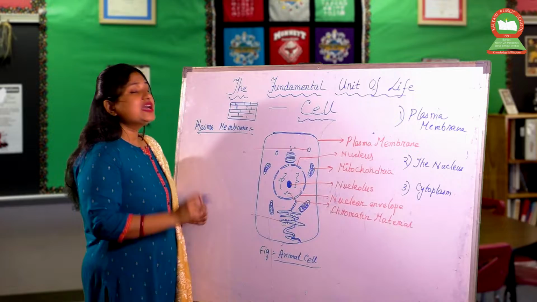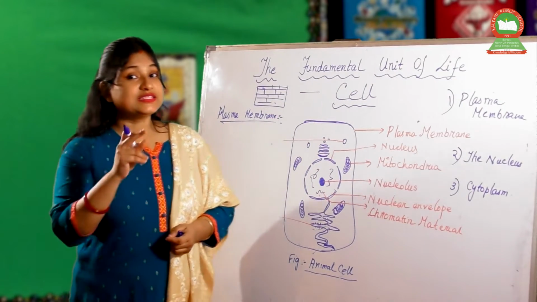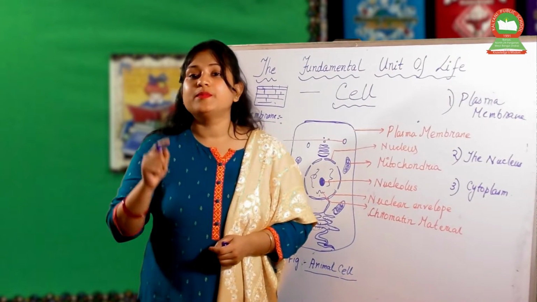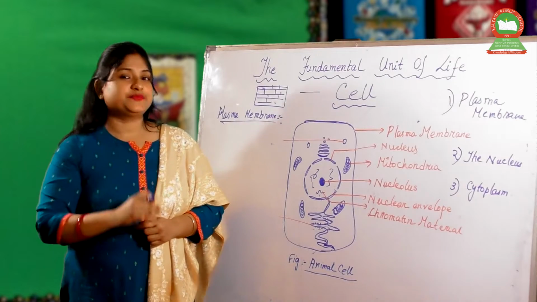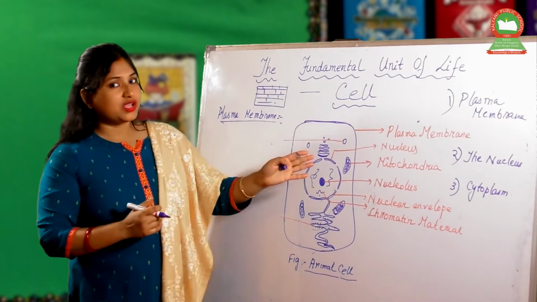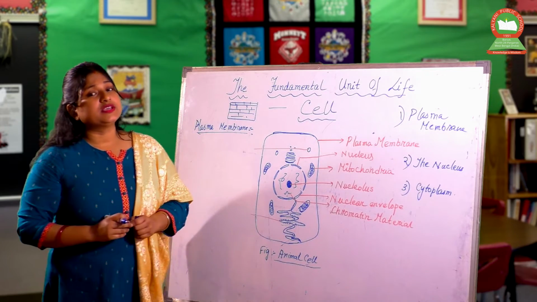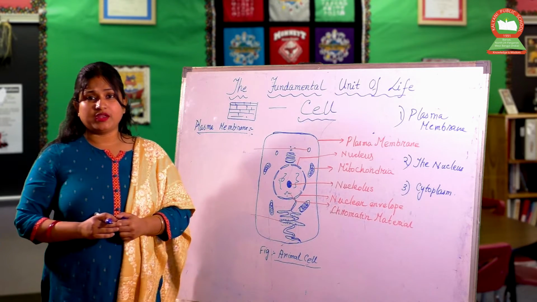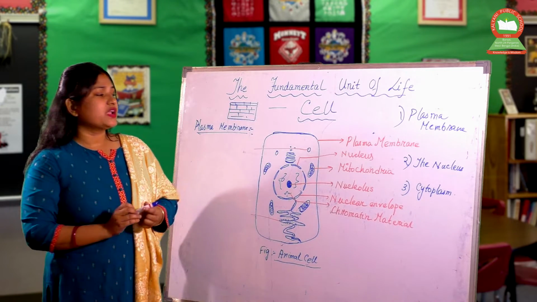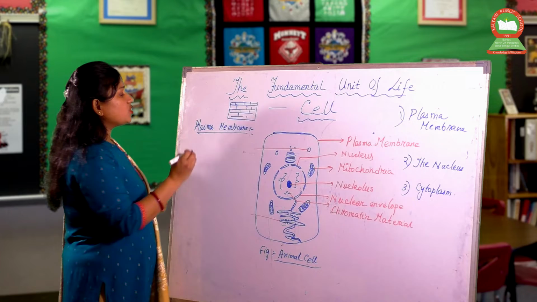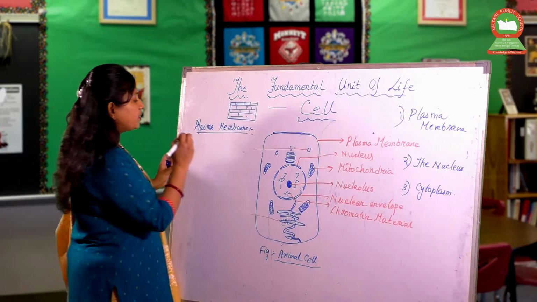Next, it is a selectively permeable membrane. What does it mean? It is a selectively permeable membrane. That is, it only permits certain substances to enter and exit the cell. There are some processes by which the plasma membrane helps in the transfer or transport of some substances through the cell. So, first coming to the point, it is a selectively permeable membrane.